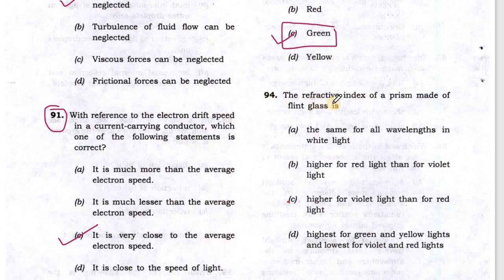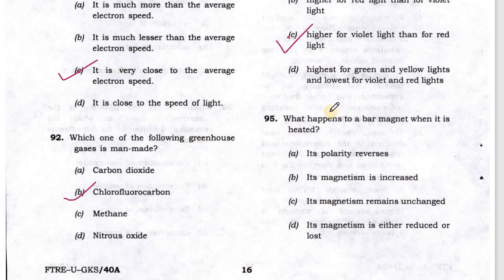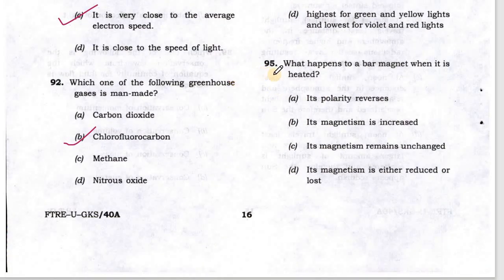Then next is the refractive index of a prism made of the faint gases. So C will be the answer. It is higher for violet light than red light. So next is 95. What happens to a bar magnet when it is heated? Its magnetism is either reduced or lost. So D will be the answer.